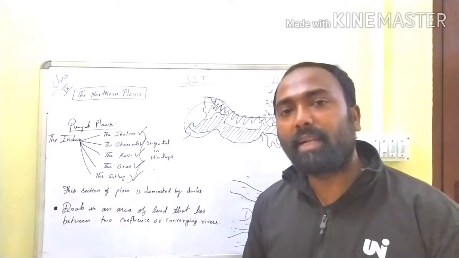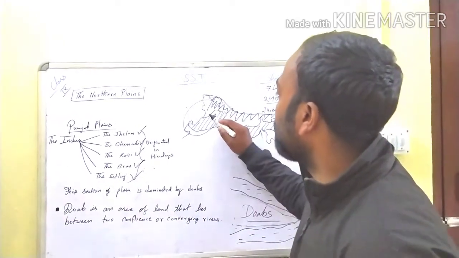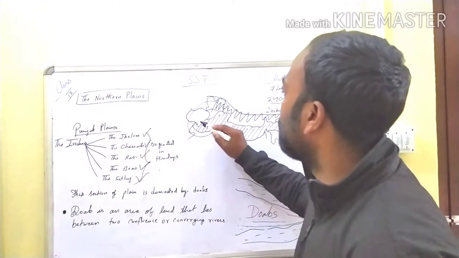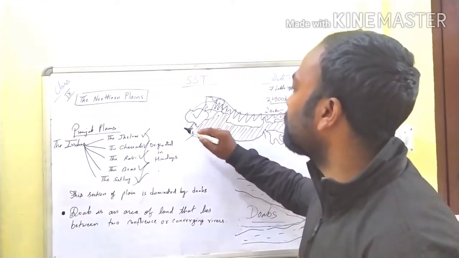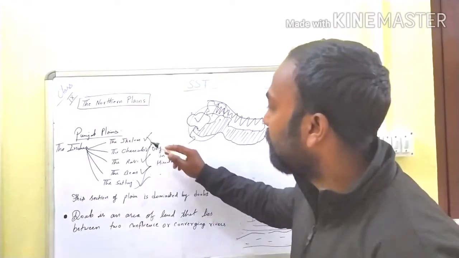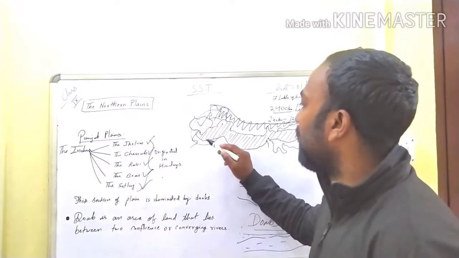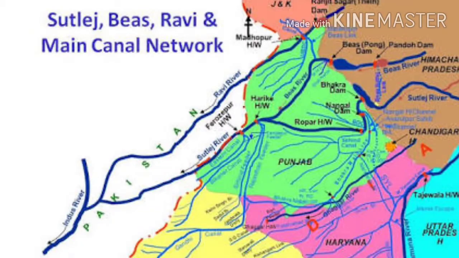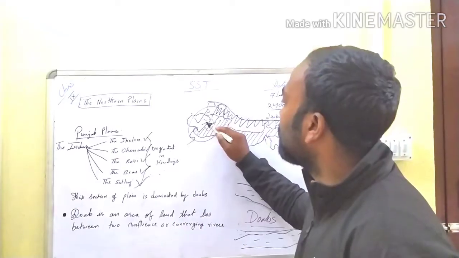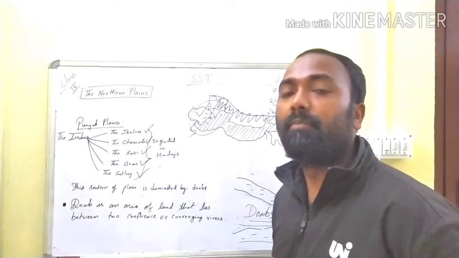Now one more thing that we have to understand here is that the major part of this Punjab plain lies in Pakistan. That is why we do not have all the tributaries of this river in India. Only three important tributaries make the Punjab plain in India, and the remaining two tributaries along with the other tributaries make the Punjab plain of Pakistan.